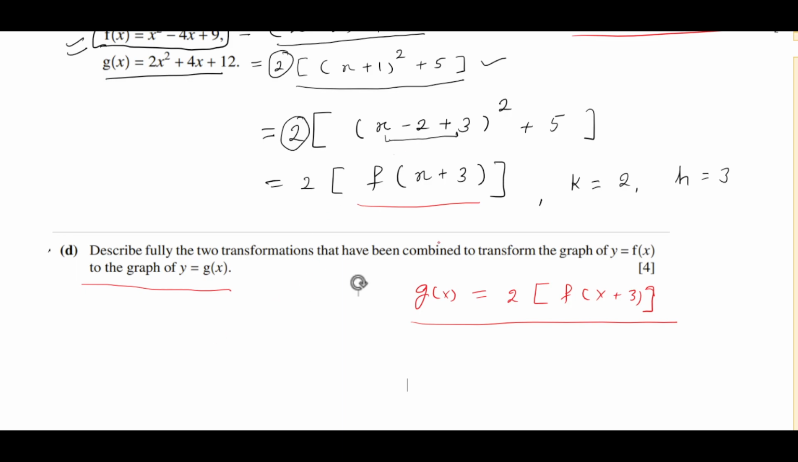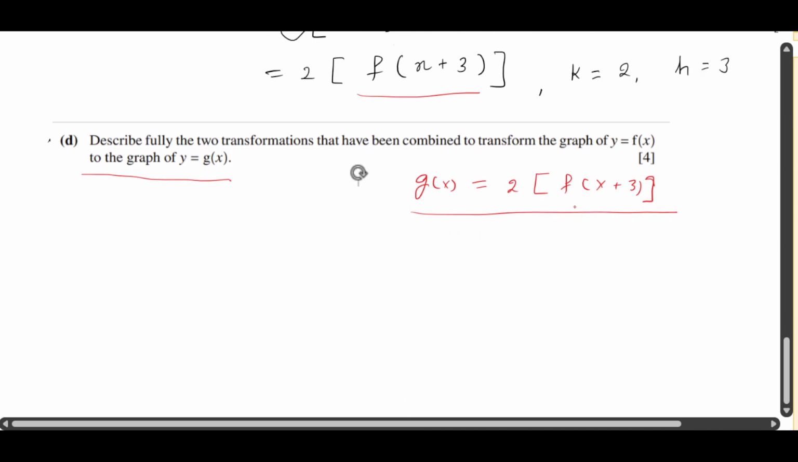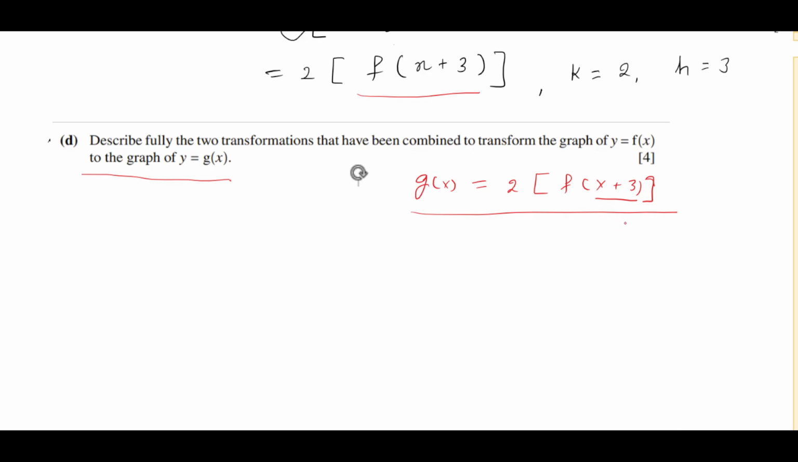Yes. Okay, now see here, if you find that the value of x is modified, like it is x plus something or x minus something, when it is x plus 3, that means it is translated 3 units towards the left. So x plus 3 indicates a translation towards the left by 3. There is nothing added outside, so there is no translation in the y direction, only a translation in the x direction.